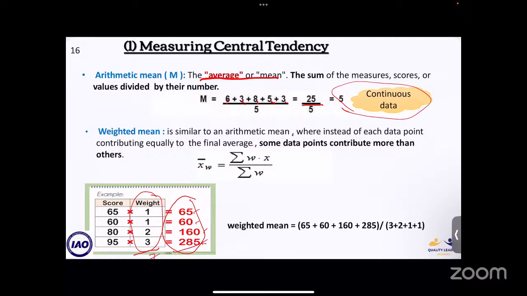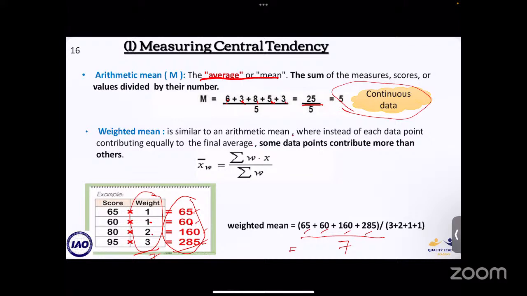So how much is the total here? 65 plus 60 plus 160 plus 285. What's the answer? Okay, so you just have to add the total, and over how much? 1 plus 1 is 2, plus 2 is 4, plus 3 is 7. So the total divided by 7. What's the answer?